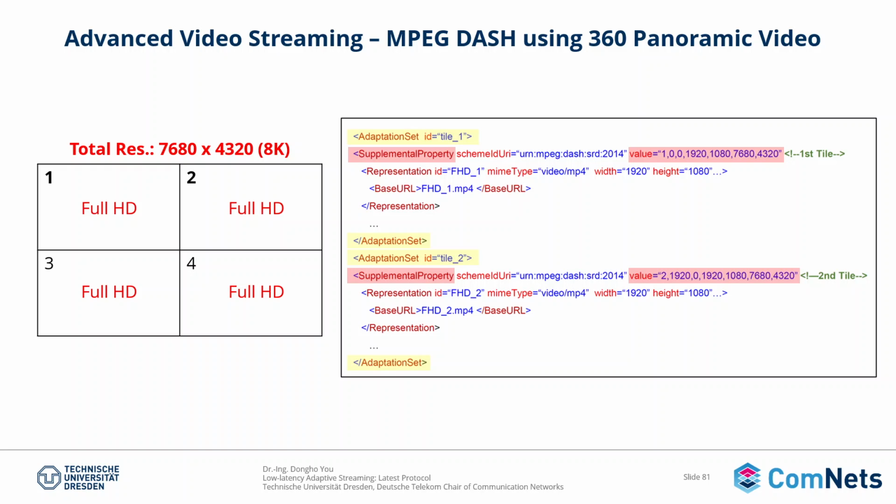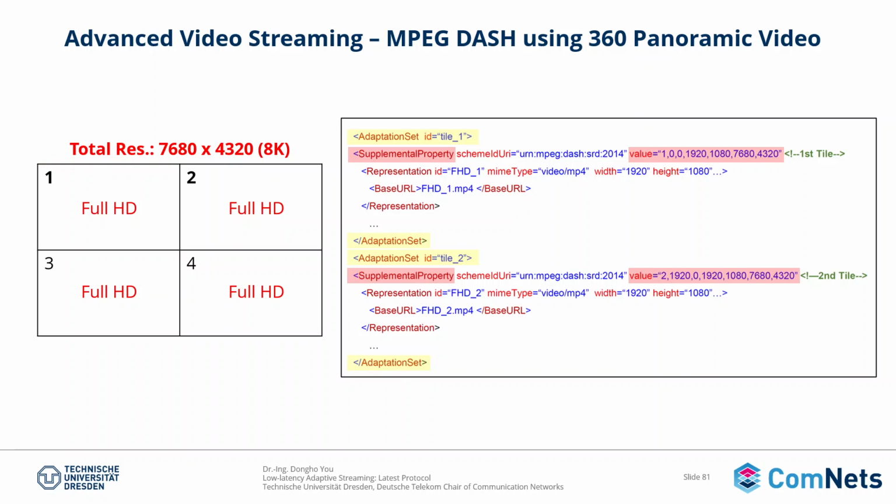And in the supplemental property, we can put some numbers like this, in order to identify the location of each tile in the entire video. We have to know where the first tile is. So the first number here is an ID, so this is tile 1. The second and third numbers, 0, 0, are the starting point, x-axis and y-axis. So this is 0, 0, right?